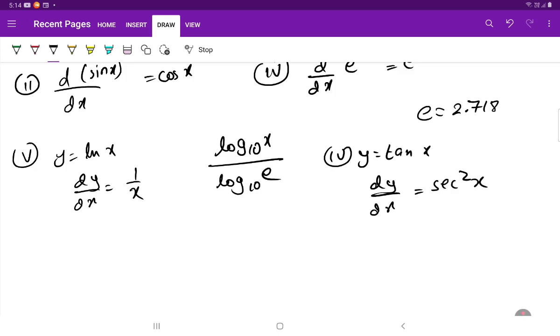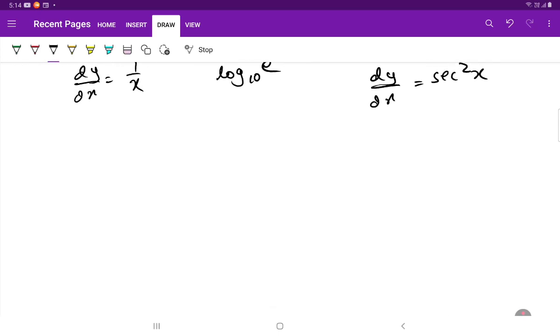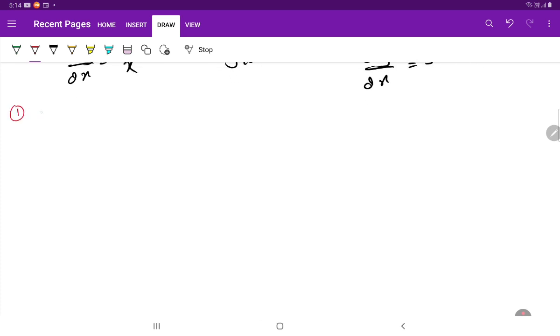Okay. Now coming to the new formulas, new tricks, and new methods to differentiate. First is the UV rule.